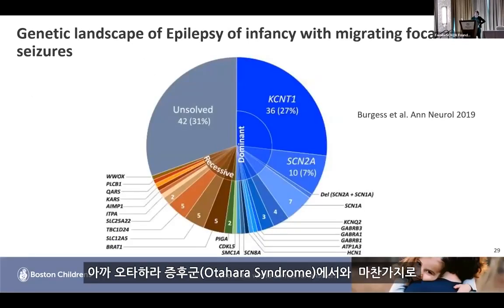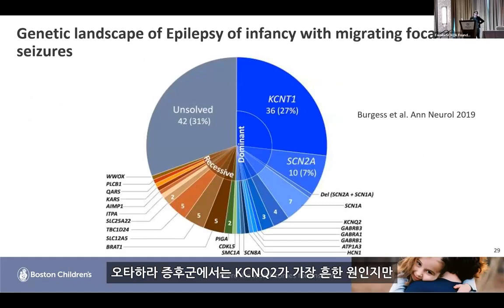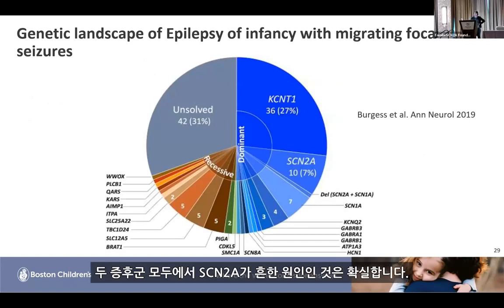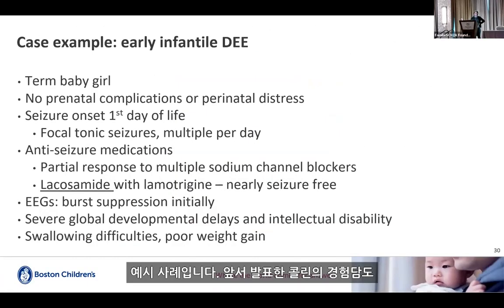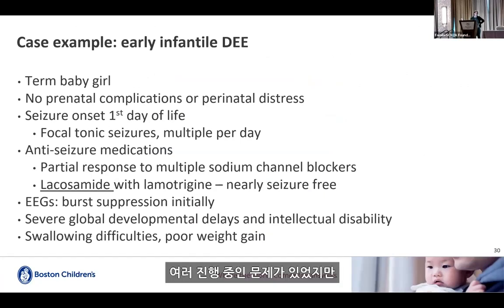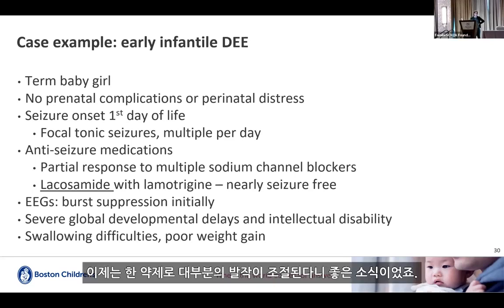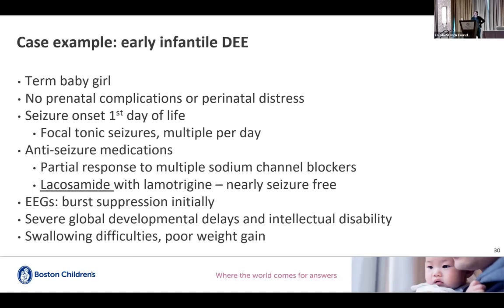Again, like with Ohtahara syndrome, this is one of many genetic causes. So SCN2A is here amongst other genetic causes, KCNT1 being the most common, and for Ohtahara, KCNQ2 is the cousin most common, but SCN2A is prominent in both of those. An example here, you actually heard Colin's story, which is a nice example of this early onset DEE. He certainly has challenges ongoing, but his seizures are mostly controlled now on a single medication, which is great. And he had multiple years of seizure freedom, which is not always the case.